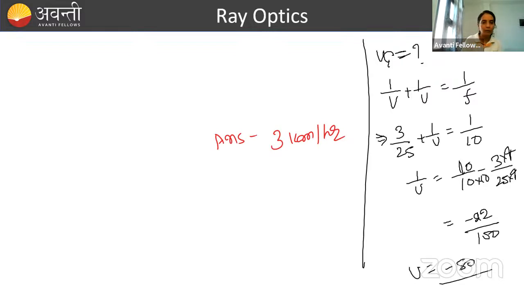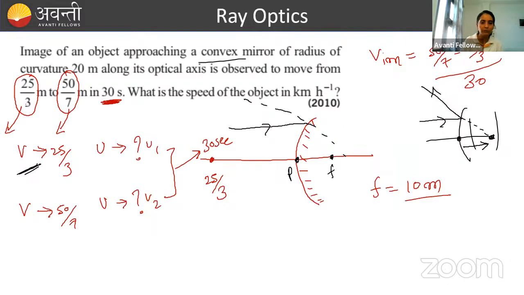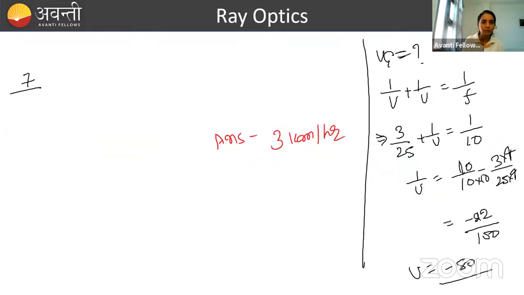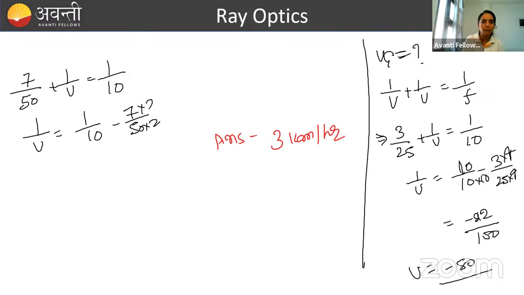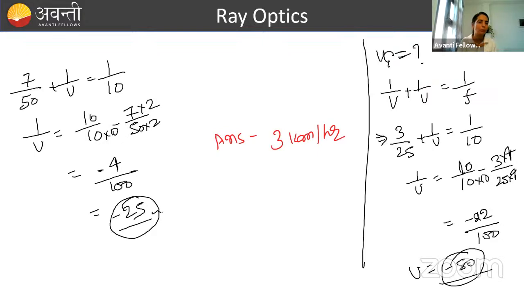Okay? Initially. Finally, V is 50 by 7. Again, calculate it. So 7 by 50 plus 1 by U equal to 1 by 10. So to calculate 1 by U, 1 by 10 minus 7 by 50. I am making the denominator same so that the calculation is easy. And this will become equal to minus 4 by 100, and that is equal to minus 25. So initial object position is 50, final object position is 25.